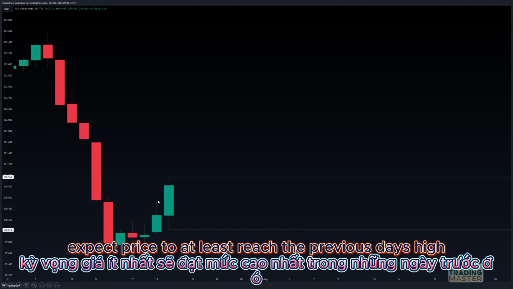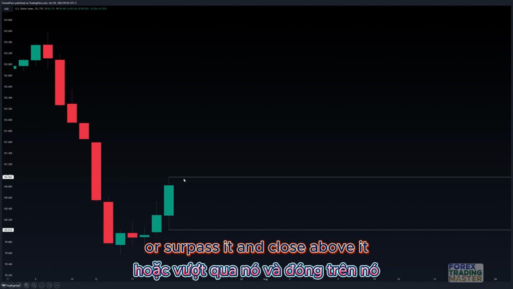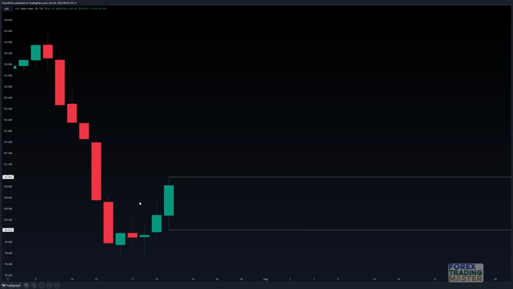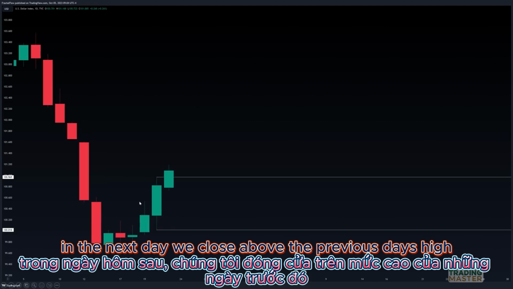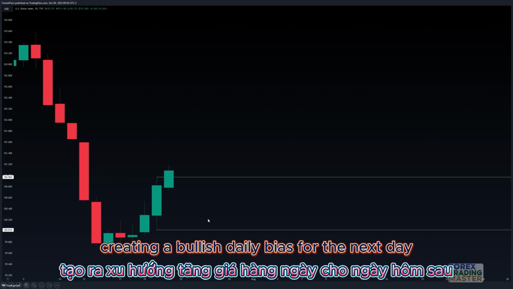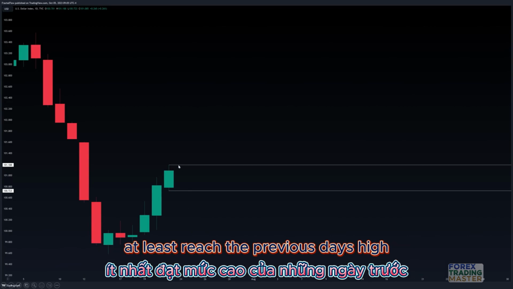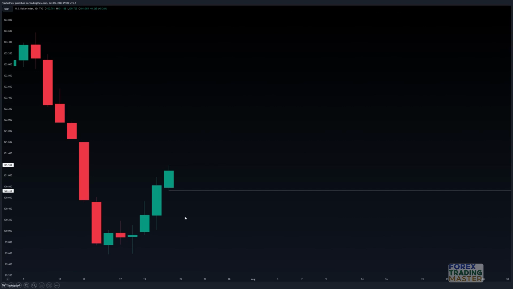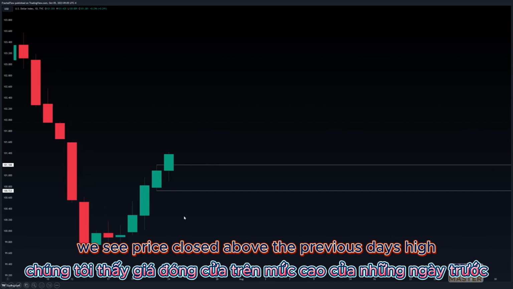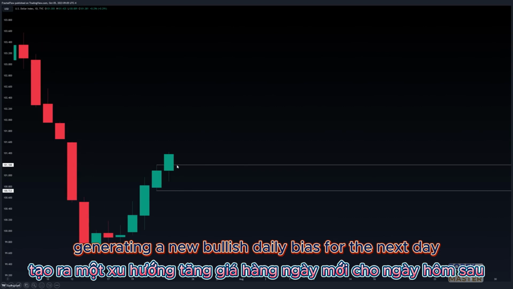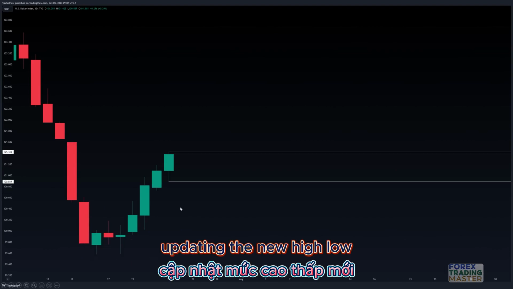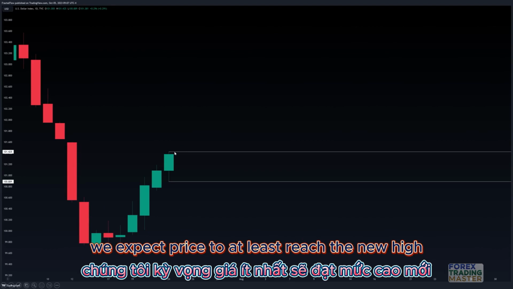We expect price to at least reach the previous day's high, or surpass it and close above it. In the next day, we close above the previous day's high, creating a bullish daily bias for the next day. And now we update the new high and low, expecting price to at least reach the previous day's high. The next day, we see price closed above the previous day's high, generating a new bullish daily bias for the next day. Updating the new high-low, we expect price to at least reach the new high.